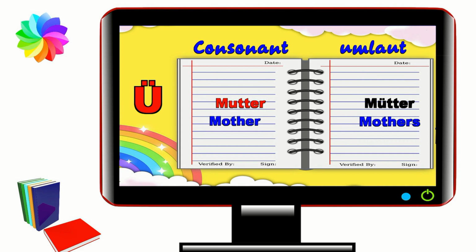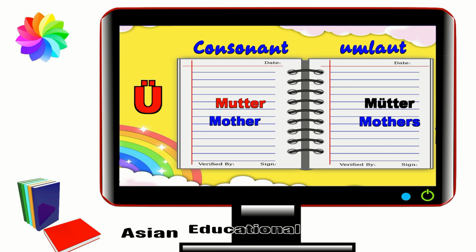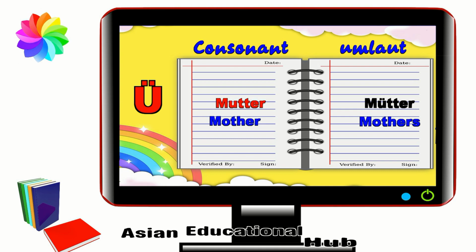Last one is here ü umlaut. Without umlaut it is Mutter, and with umlaut it is Mütter. So Mutter means mother, and Mütter means mothers. It is the plural of Mutter.